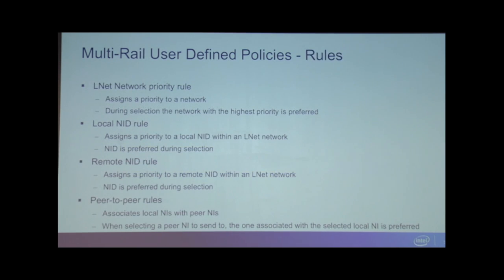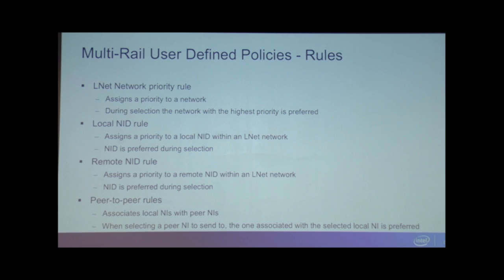So there are 4 rules that we're going to look at. There is the priority, LNet network priority. So you set a priority on the network, and then when the selection algorithm goes through it, it will obviously prefer the networks that are higher priority. Say, for example, again, you have a TCP network and you have an auto-IBLND network. You can set auto-IBLND network as a higher priority, and then it will always select that unless it is unavailable or goes down, then you select the TCP one.